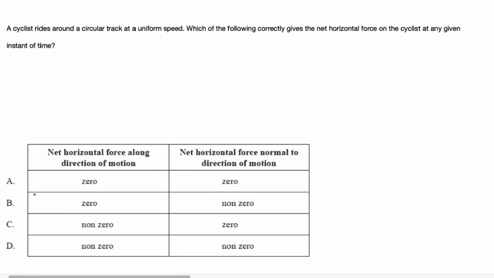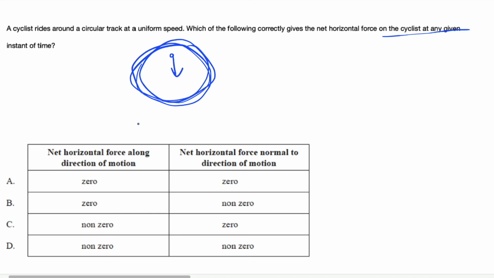A cyclist rides around a circular track at a uniform speed. Which of the following correctly gives the net horizontal force on the cyclist at any given instant of time? Your net force is always going to be a non-zero quantity since it is equal to centripetal force, right? If you're traveling in a circular track, there has to be a centripetal force, and centripetal force is equal to your net force. So A and B are wrong.